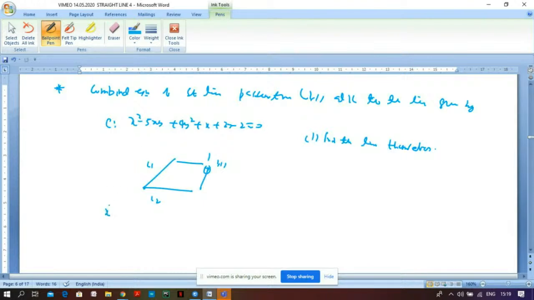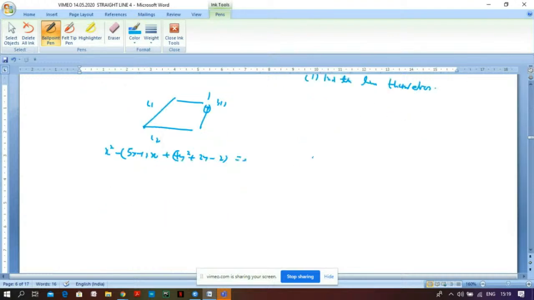So I'll get x square and minus 5y minus 1 times x, because this is here, and plus 4y square plus 2y minus 2 equal to 0. So it's like ax square plus bx plus c, arranging as a quadratic in x, and then noting that we can still have a quadratic in x.